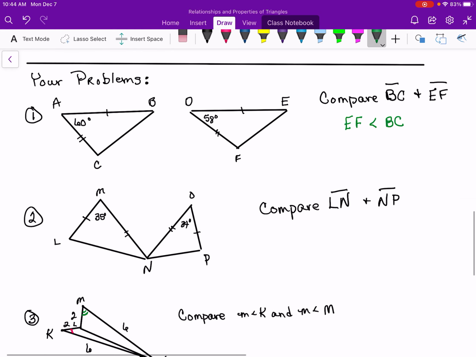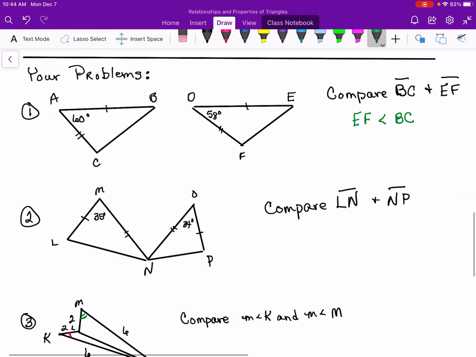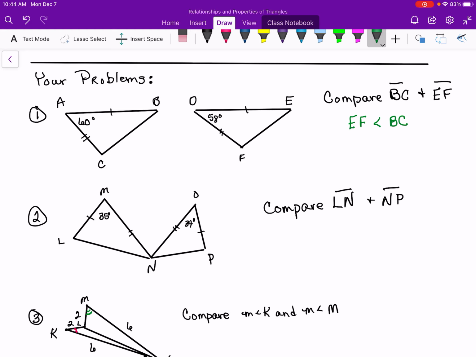Again, stop the video so that you can answer the next one on your own and then start it back up. The included angles on this one are 34 and 35. 34 is smaller, so NP is the smaller. So NP is less than LN. If you'd rather see these with the greater than symbol, you could write BC is greater than EF and LN is greater than NP.